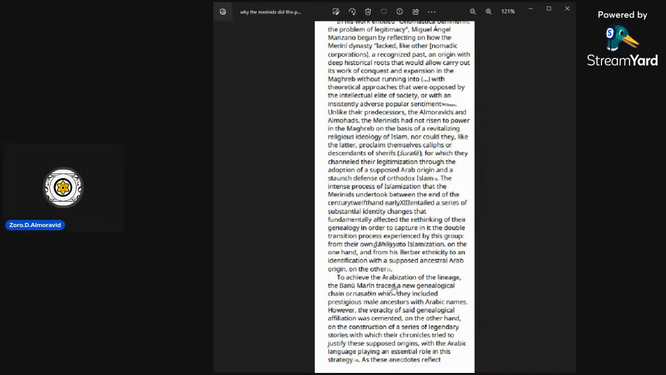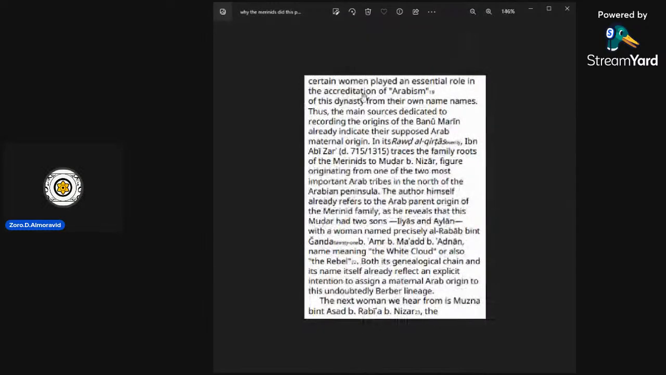On the other hand, to achieve the Arabization of the lineage, the Banu Marin traced a new genealogical chain, or nasab in Arabic, in which they included prestigious male ancestors with Arabic names. However, the veracity of said genealogical affiliation was cemented on the construction of a series of legendary stories with which their chronicles try to justify these supposed origins, with the Arabic language playing an essential role in this strategy. As these anecdotes reflect, certain women played an essential role in the accreditation of Arabism of this dynasty from their own names.